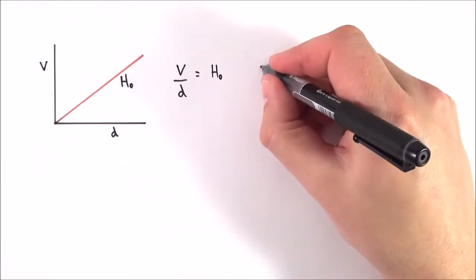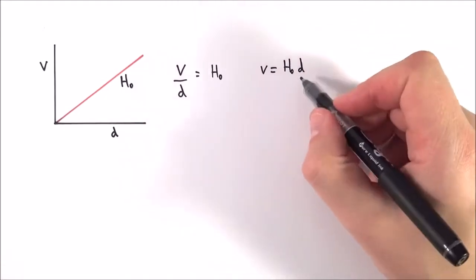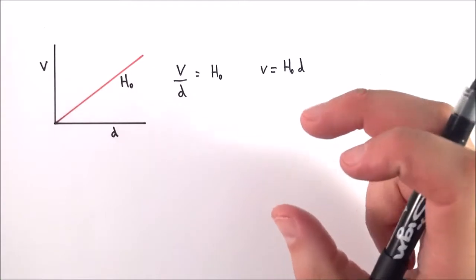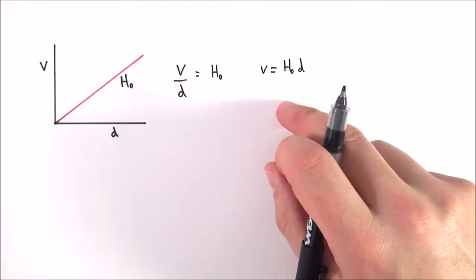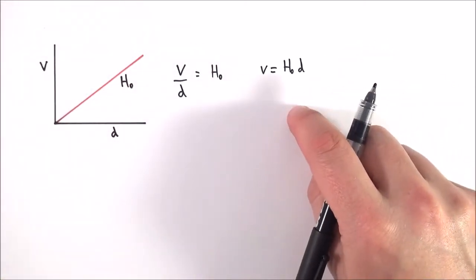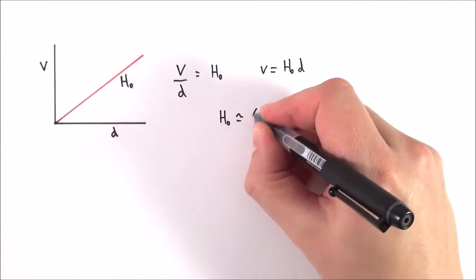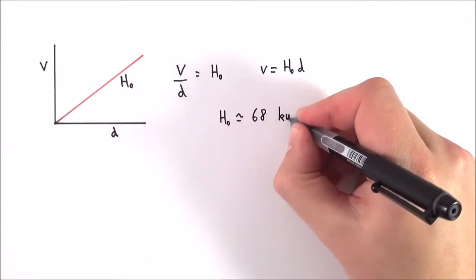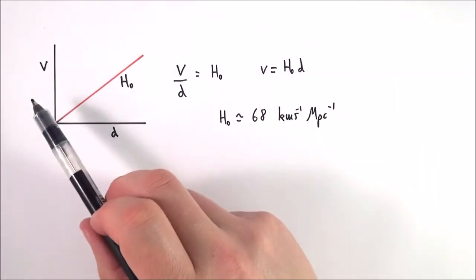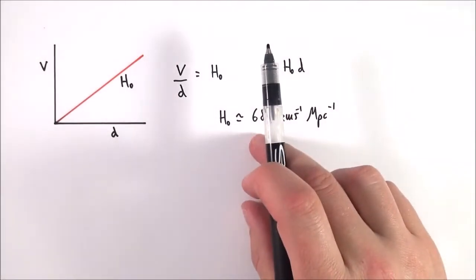We can therefore say that the velocity is approximately equal to h0 times d, and that's the distance of the receding galaxies. So not just stars in our solar system, not just the stars in our galaxy, the Milky Way, but we're really looking at how other galaxies are moving away from our own. Now the value of this constant is approximately 68 kilometers per second per megaparsec. The reason is that we measure the velocity often in kilometers per second and distances in megaparsecs. But that doesn't really tell us a huge amount.